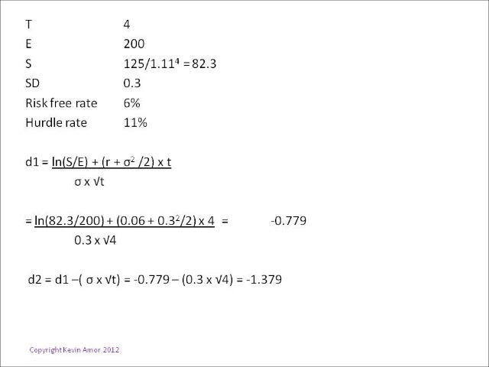So D1 is the log of the share price, which we've calculated to be 82, divided by the exercise price, 200, plus R, which is 6%, plus 30% squared divided by 2, and multiply that by 4, and divide that by 30% multiplied by root 4. And that comes out at minus 0.779. D2 then is that minus 0.779 minus 30% of root 4 multiplied by root 4, which is minus 1.379.